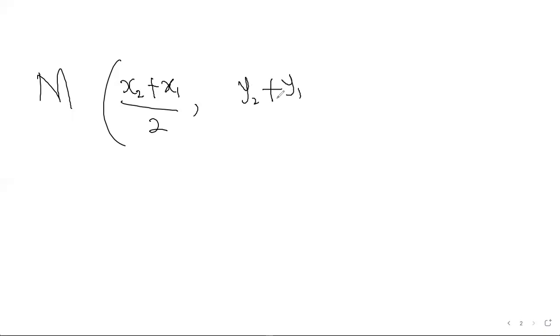So it means that the midpoint M basically has this coordinate: x2 plus x1 over 2 and y2 plus y1 over 2. So that's how to obtain the coordinate of the midpoint. Let's take an example. This is fairly straightforward.